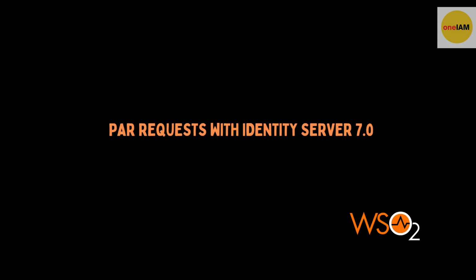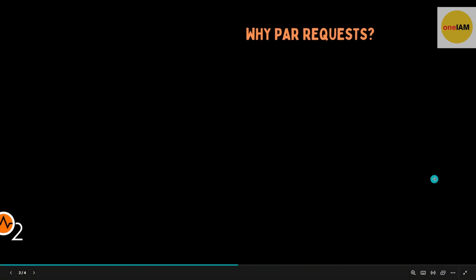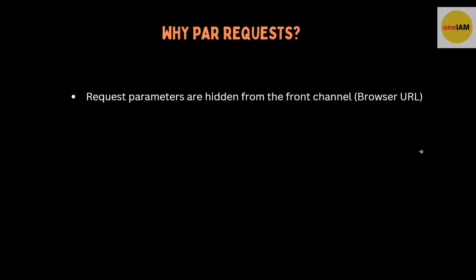So today we're going to look into another cool feature of Identity Server 7, which is PAR request. So why PAR request, right? The main idea behind PAR is to hide the request parameters from the front channel, which is the browser URL.